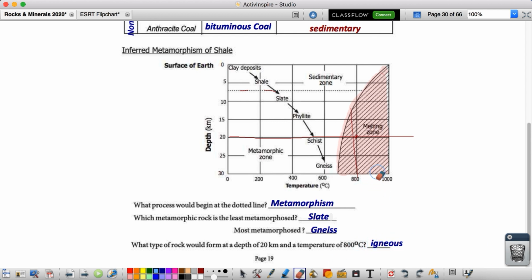Igneous comes from melted material. So once we cross into this zone here, once the heat and pressure is too much and we enter this zone here, we're no longer going to make a metamorphic rock. We're going to make an igneous rock. All right, tough stuff, but if you do this well on this, then you really know your metamorphic rocks.